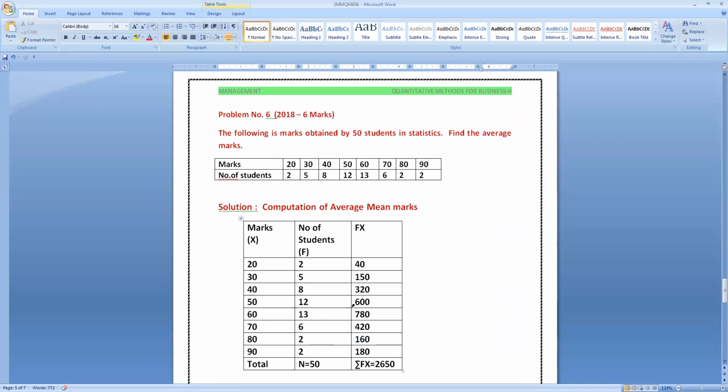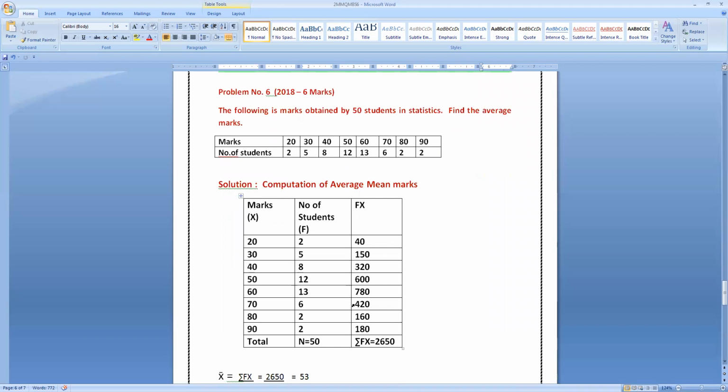And here there is one more question. This is problem number 6. The question was given in 2018, for 6 marks, Section B. The following are the marks obtained by 50 students in statistics. Find the average marks given in the question. So the marks are 20, 30, 40, 50, 60, 70, 80 and 90. The number of students is also given in the question: 2, 5, 8, 12, 13, 6, 2 and 2.